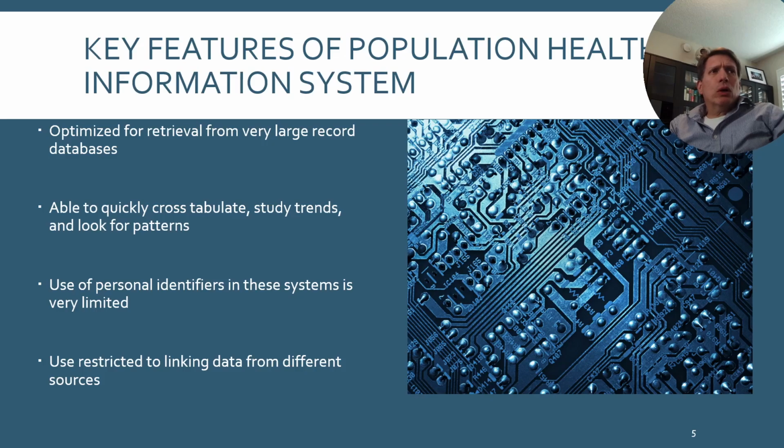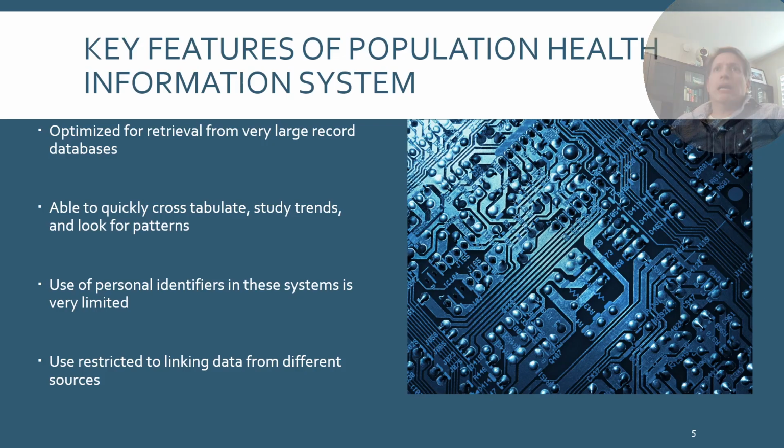Then, when we look into the key features that we see in population health information systems, we see that they are optimized for retrieval of large record databases. They are able to cross-tabulate, study trends, and look into patterns. We can use personal identifiers, but usually it is very limited. We can have linked data, but we are not going to be able to re-identify individuals.